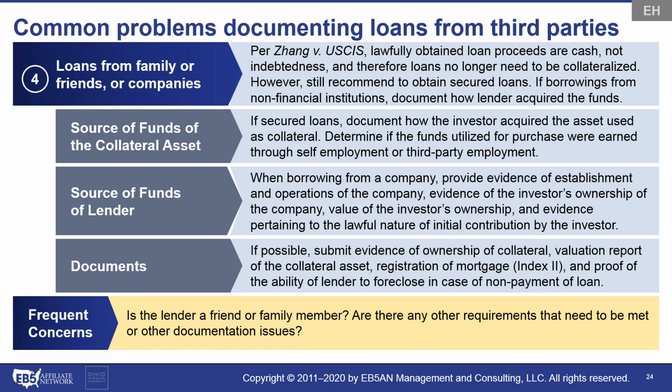So that was the whole issue, and the U.S. District Court agreed with plaintiffs. And they confirmed that once the loan is lawfully obtained, then it is cash. And cash is cash, literally. And therefore, USCIS shouldn't require investors to prove the source of the funds to acquire the assets of the collateral. So basically, the court ruled that it doesn't have to be a secured loan. It can be an unsecured loan, as long as that loan itself is lawfully obtained.